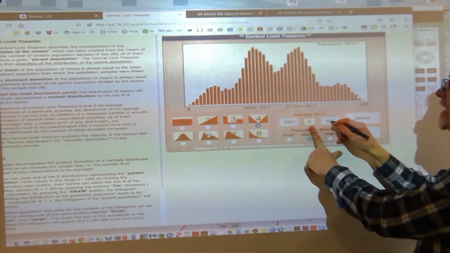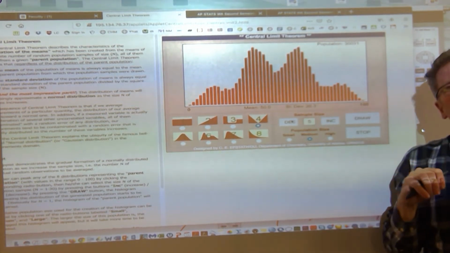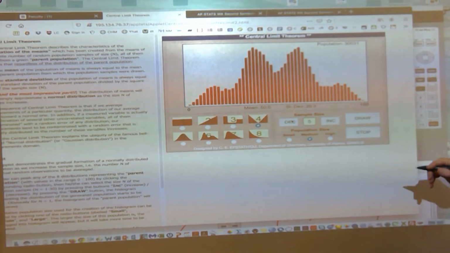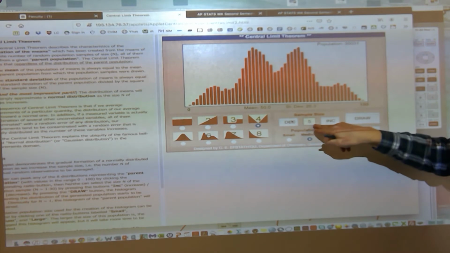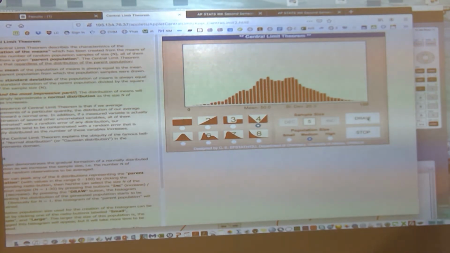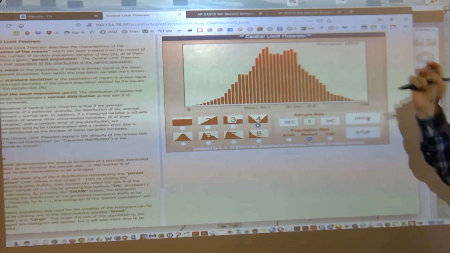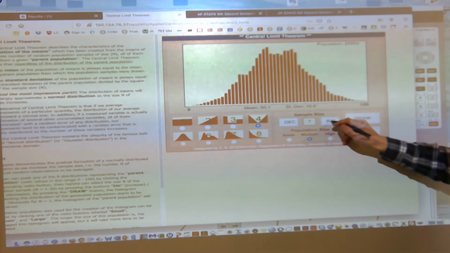Let's increase the sample size to like row 5 of Pascal's triangle: 1, 5, 10, 10, 5, 1. Oh, decrease. Yeah. So increase the sample size, decrease the sample size. What if we're taking 5 people and averaging their heights? 1, 5, 10. What does the shape of the sampling distribution appear to be approaching? More normal. It's more and more normal.